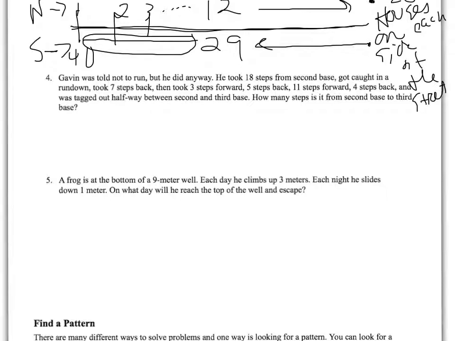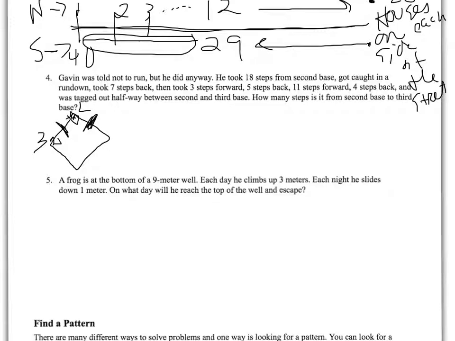So, here, if we have Gavin was told not to run, but he did anyways, and I think the context here is there's a baseball diamond, if I remember this correctly, because it says he took 18 steps from second base, got caught in a rundown, took 7 steps back, 3 steps forward, 5 steps back, 11 steps forward, 4 steps back, and was tagged out halfway between second and third base. So we know wherever he is tagged out is halfway between second and third. I guess this would be second base, and this right here would be third.